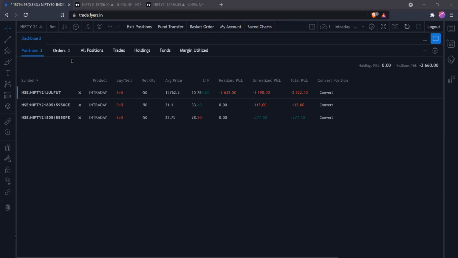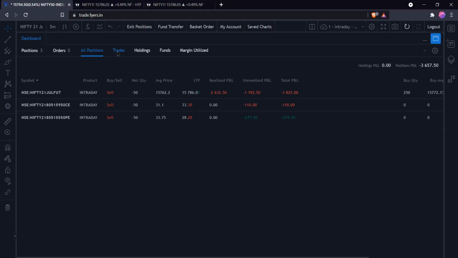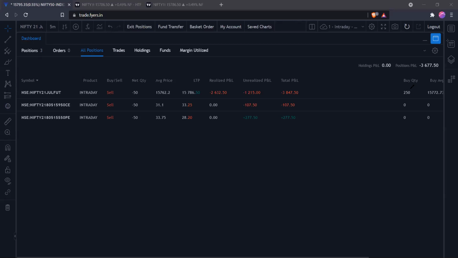And let me also show you all my positions. Yeah. So overall, if you see, I have a lot of lots. Currently, I'm just active with one lot, and this is the MTM. So currently, this is the PNL which is active. Okay. Now let me minimize this.